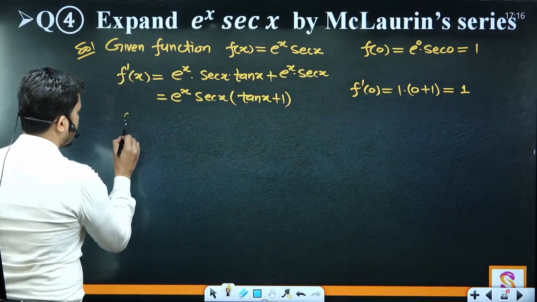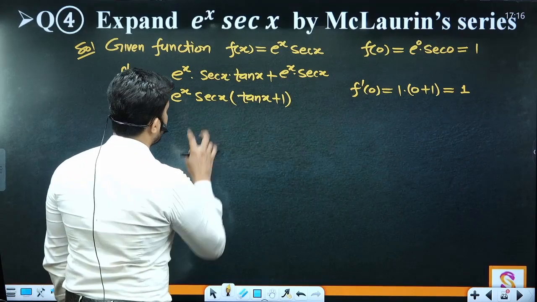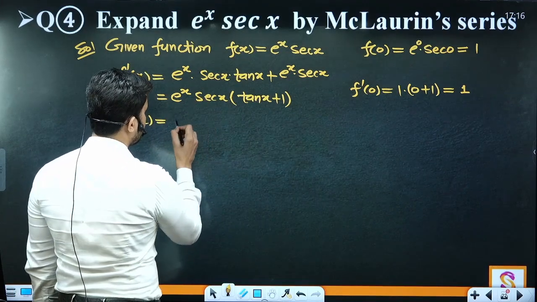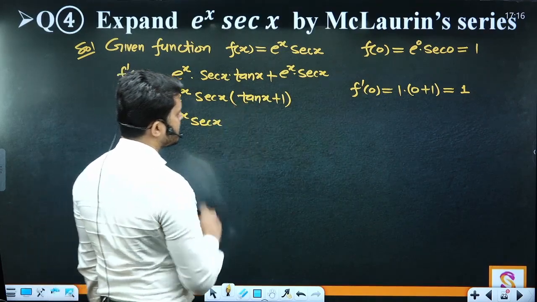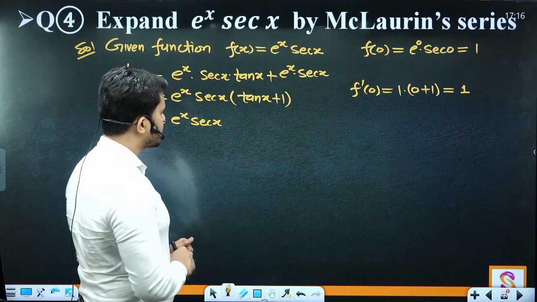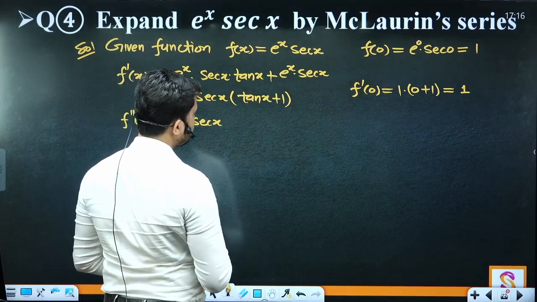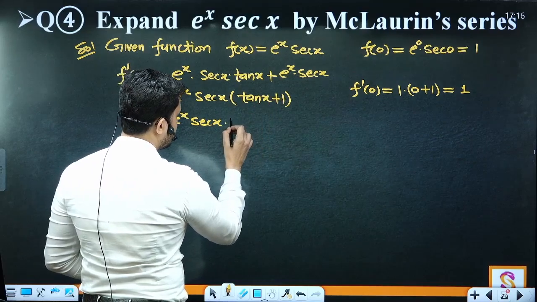Next step, again you have to differentiate it with respect to x. Okay, so e to the power x sec x as it is. Now differentiation of this one, tan x plus 1. So what will be the differentiation of tan? The differentiation of tan x is sec square x.